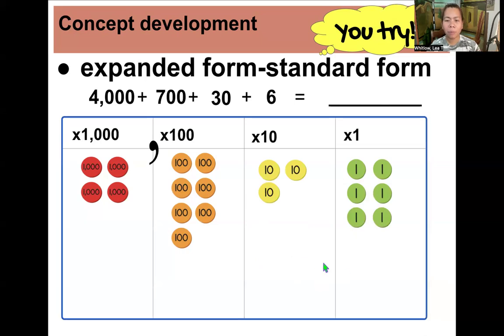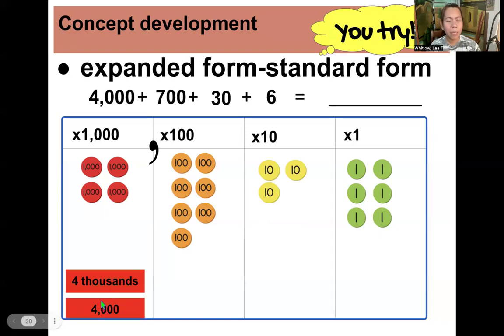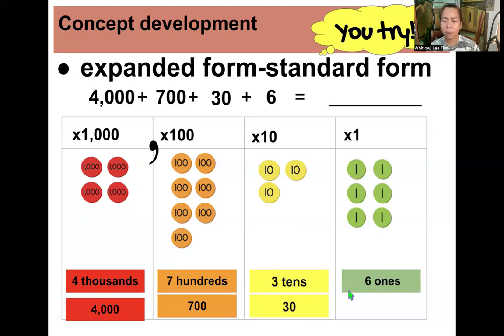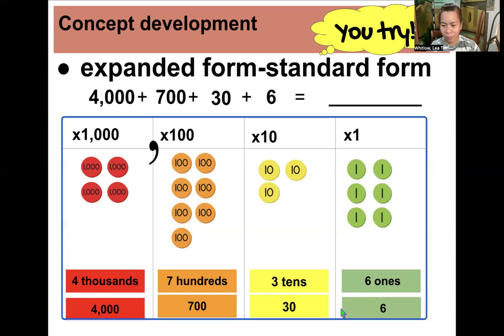Now let's go figure out the unit form. The 4,000 is 4,000. 700 is 700. 3 tens is 30. 6 ones is 6. And if we compose this number, this model, we're going to come up with, if you say 4,736, you are correct.